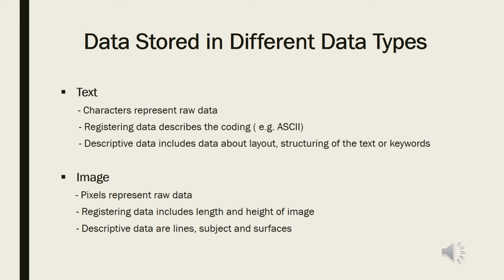Data stored in different data types. So if we talk about text data type, the characters represent raw data, whereas registering data are coding, for example ASCII, and descriptive data may include information for layout and logical structuring of text or keywords. If we talk about image data type, pixels represent raw data, whereas registering data include the height and length of the image, and descriptive data are individual lines, surface, and subject.